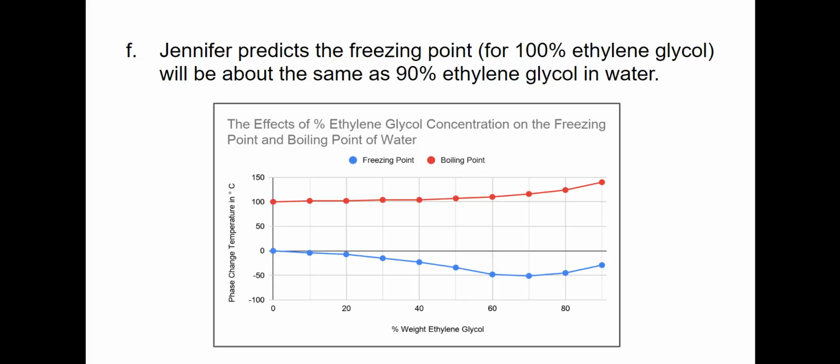This one is F. Again, this was from the original paragraph. Jennifer predicts the freezing point for 100% ethylene glycol will be about the same as 90% ethylene glycol in water. Label this one as true or false.